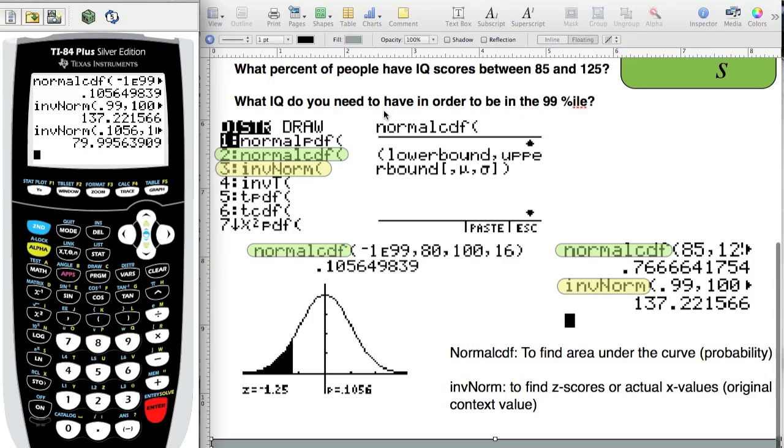Make sure that you know how to use this calculator method. This is absolutely critical to be successful in the upcoming chapters, including Chapter 6.